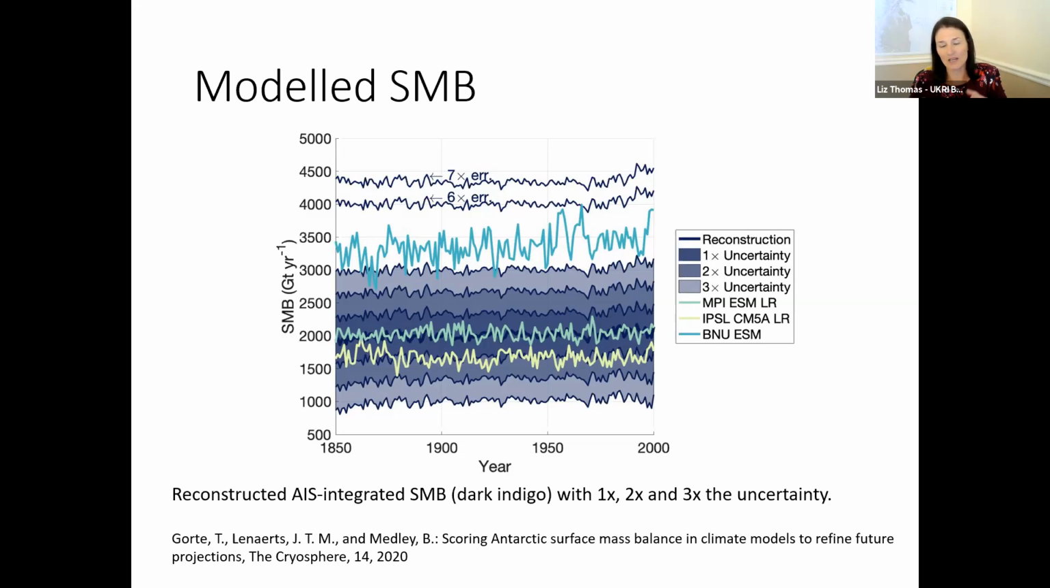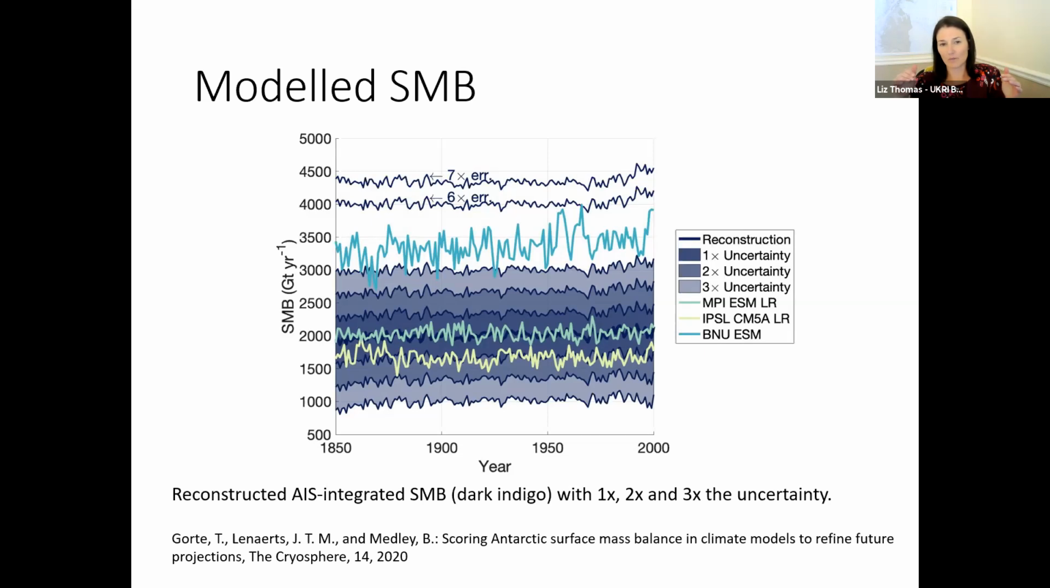But what the reconstructions have been able to do, and this is something I'm really pleased about, is that the reconstruction has been used to help evaluate the models. I'm just highlighting some of the work here. This is Tessa Gort's work, where they've used the reconstruction as the truth, if you like, to produce a scorecard for the GCMs, the global circulation models. The darkest indigo line at the back is the reconstruction, with the different ranges of uncertainty above and below it.